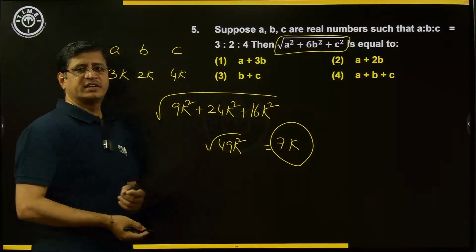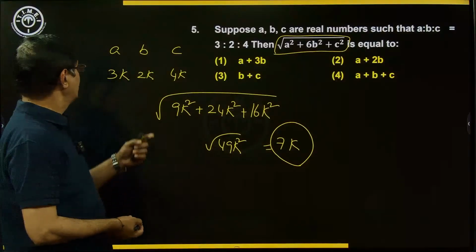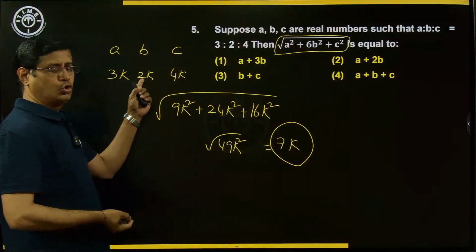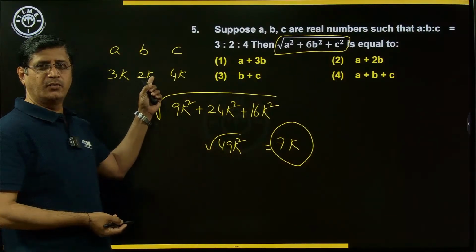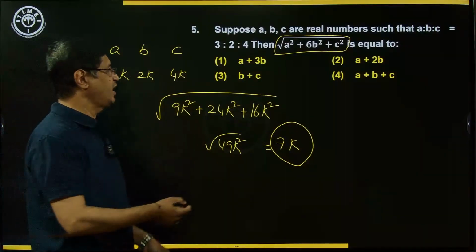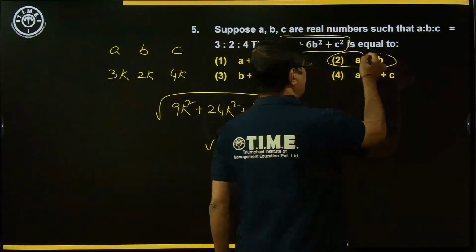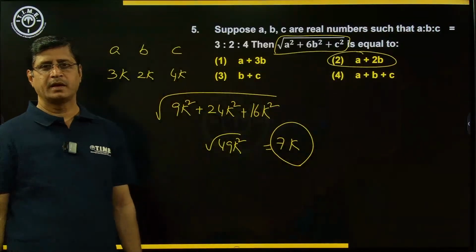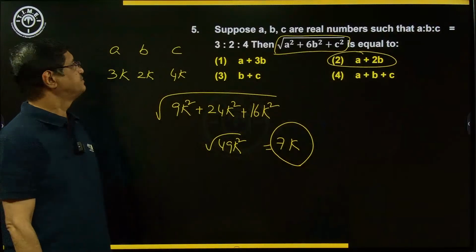Incorrect. Look at the second one. A plus 2B. A is equal to 3K. 2B means 2 times of 2K, that is 4K. 4K plus 3K, 7K. So what is the answer choice? Option 2. Second choice is the right answer.